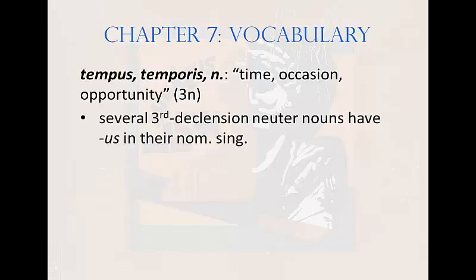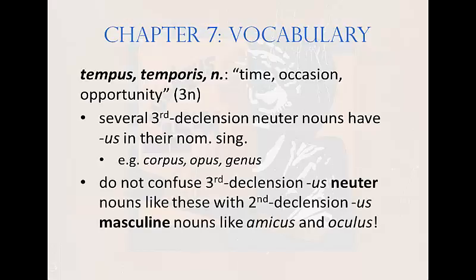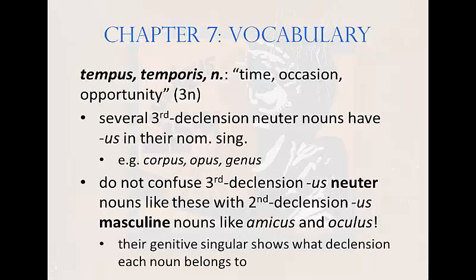Several third-declension neuter nouns, and very important ones at that, end in us in their nominative singular. Words like corpus, corporis, meaning body, or opus, operis, meaning work, or genus, generis, meaning kind or sort. Do not confuse these third-declension us neuter nouns with second-declension us masculine nouns like amicus and oculus. The genitive singular of each noun will show which declension it belongs to.